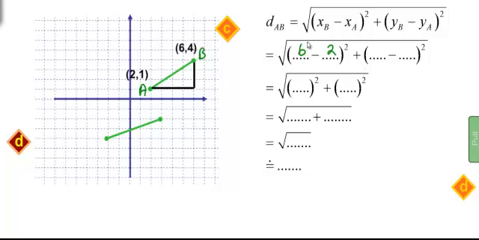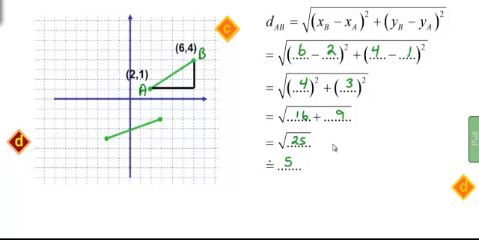So 4 take away 1. 6 take away 2 is 4, 4 take away 1 is 3, square each of these, add them together, and take the square root.